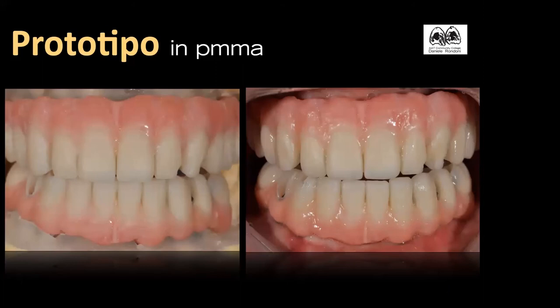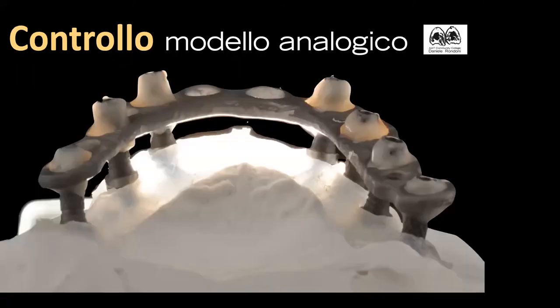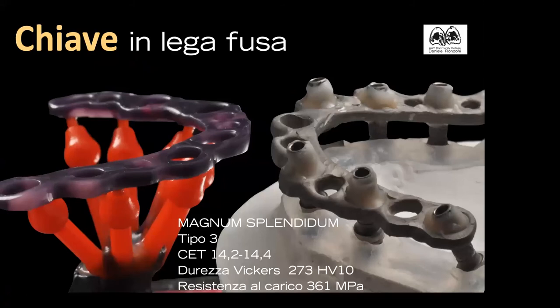I need a prototype to begin with. For the old prosthesis, a PMMA prototype on which to study the case gives us an idea what the final product will look like. Now I can do it in digital. The analog model control is a very important phase for this type of work, whether it is analog or not.